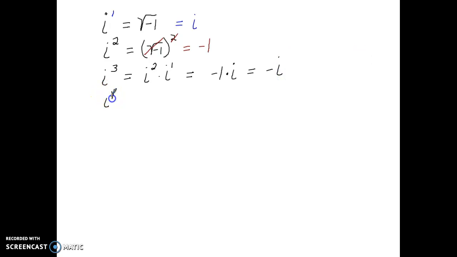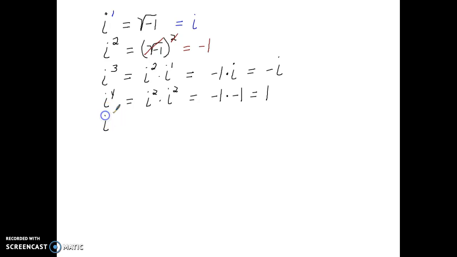Okay, let's raise our imaginary number to the fourth power. That could be the same thing as taking i squared times i squared, because 2 plus 2 equals 4. Since i squared equals -1, I'm going to replace each of those with -1 and multiply, and I get a value of +1.